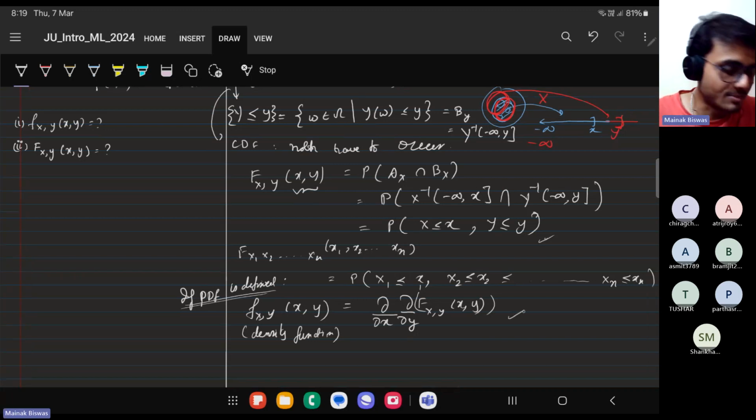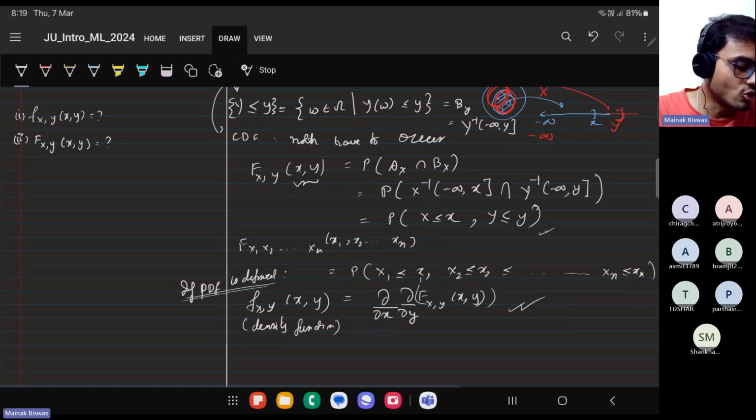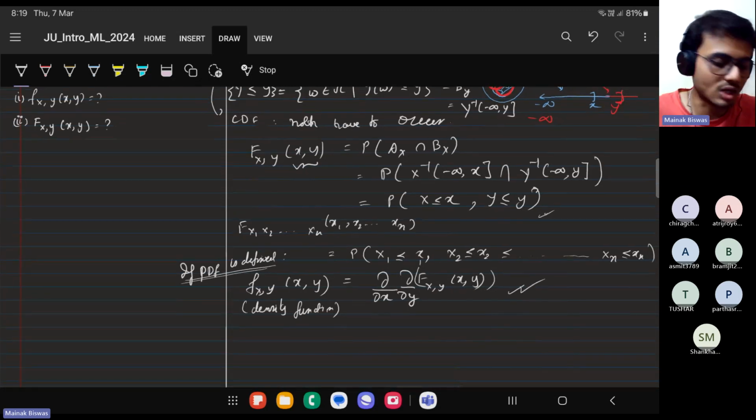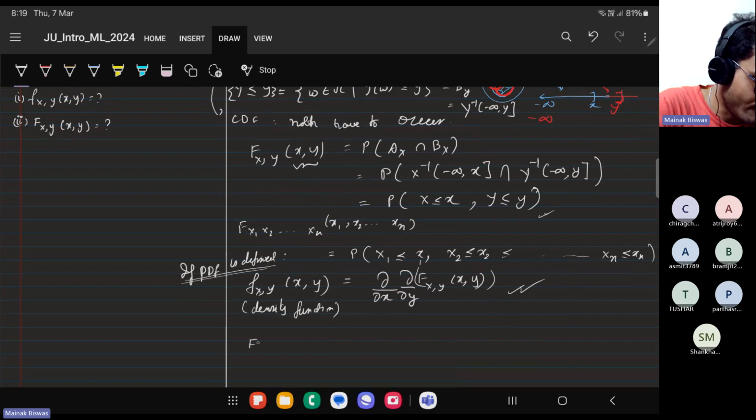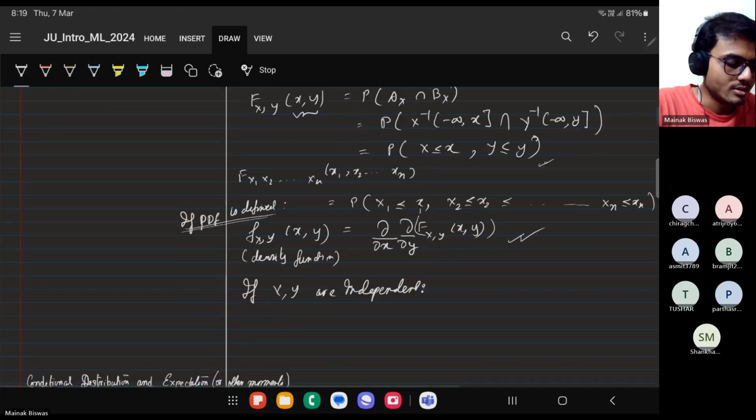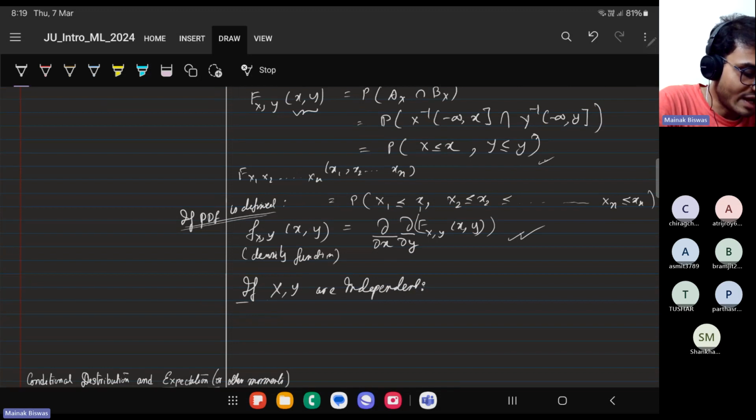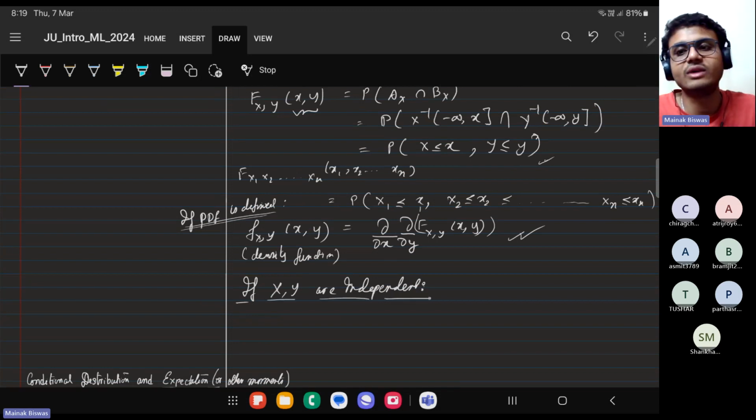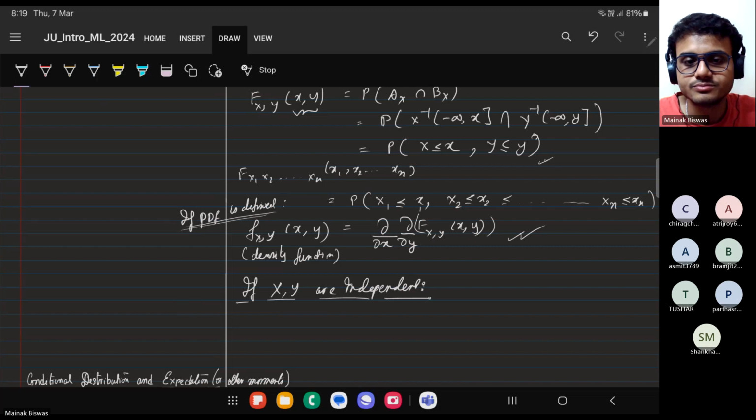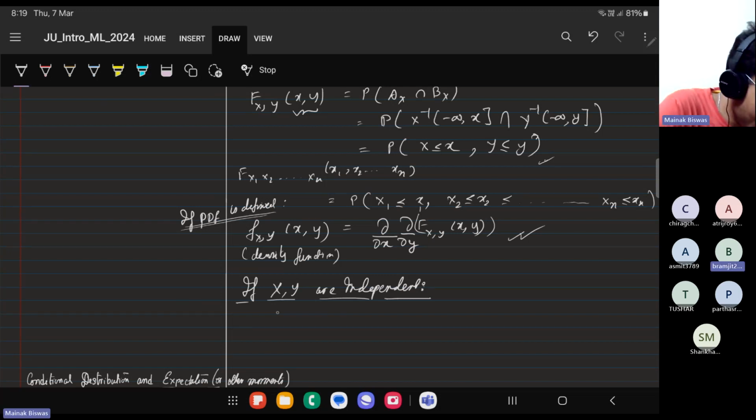So let us solve one example. But before that, if two random variables are independent, what will happen? Let us do this. If x, y are independent, what does it mean? Can anyone define what two random variables being independent means? The events x in, okay, go ahead, Promojit. When the occurrence of one does not affect the other.